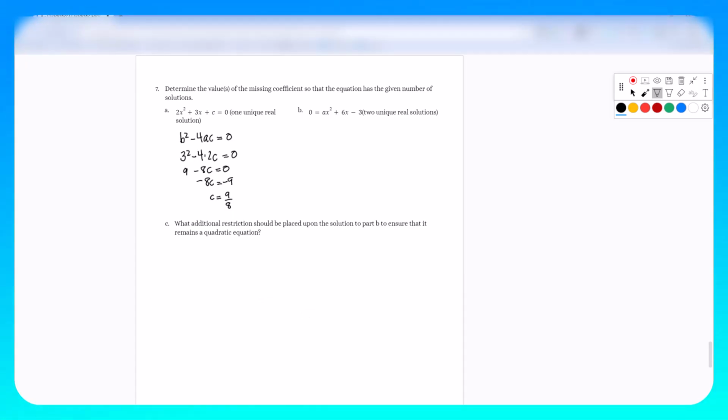All right, let's look at b. 0 equals ax squared plus 6x minus 3. Has two unique real solutions. Well, let's look at that. To have two solutions, it must be greater than 0. So let's put in what we know. Well, b is 6, so 6 squared is 36. Minus 4 times a, we don't know, but c we do know, so we're going to times 3, then times a. And that has to be greater than 0.